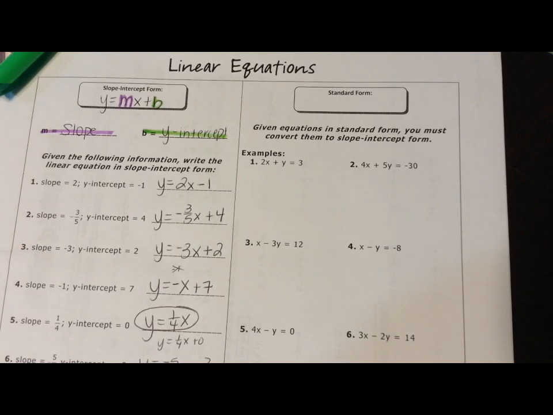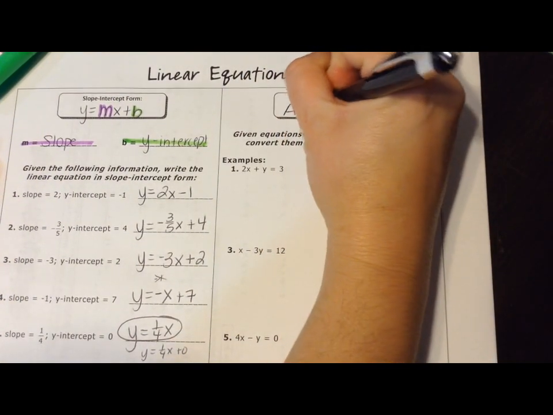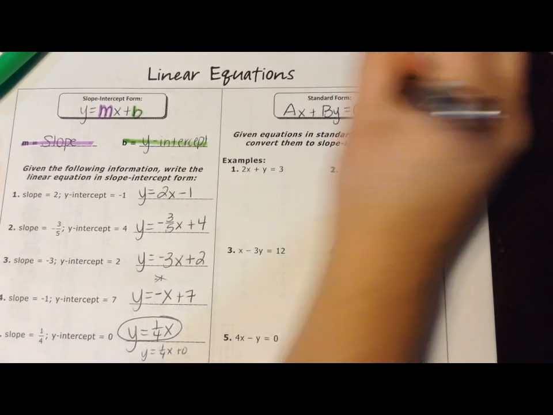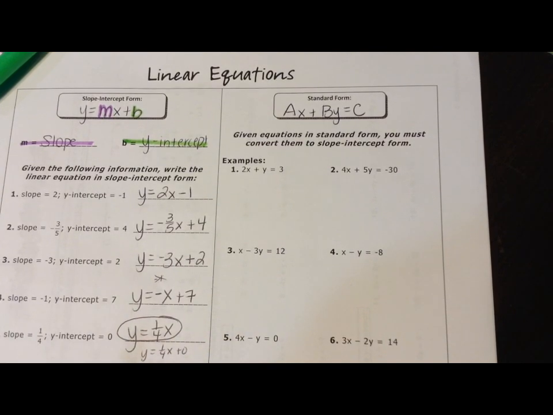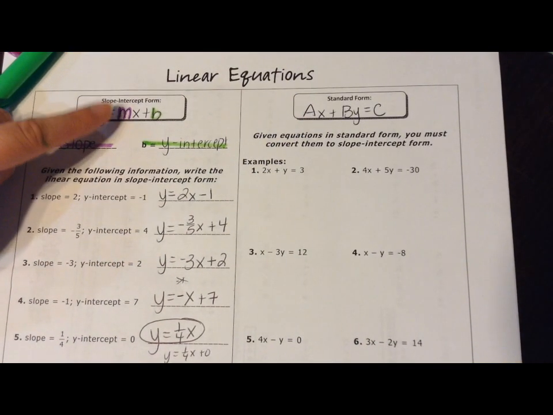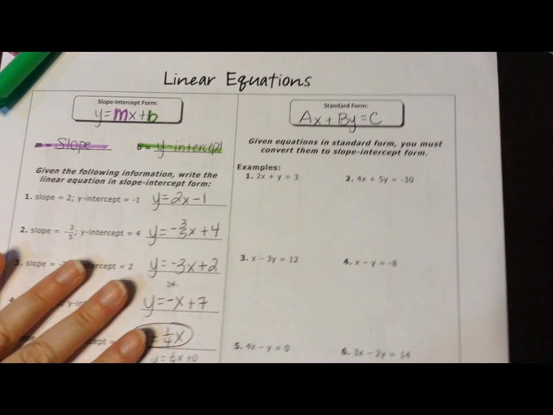From here, we're going to talk about standard form. Standard form is written as ax plus by equals c. So this is another format. However, we will be turning it back into slope-intercept form. So I want this to be transformed back into this. So we're going to work on these 6 examples to do that.